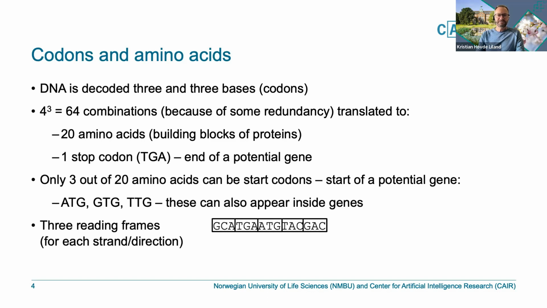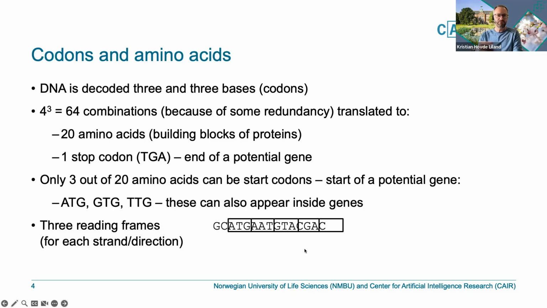Another thing that complicates this a little bit is that we have 3 reading frames for each of the strands, or each of the directions. In this case, you see that I put some rectangles around 3 and 3 bases. So GCA would be 1 codon, TGA would be the second codon, and so on. But you can also move this 1 base, and we get a completely new reading of this string. And we can do it a 3rd time, and this would also give rise to a new possibility for finding genes along the chromosome.